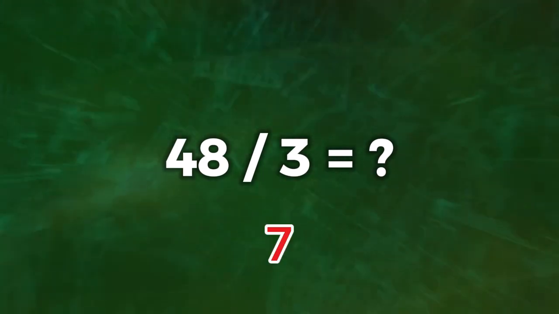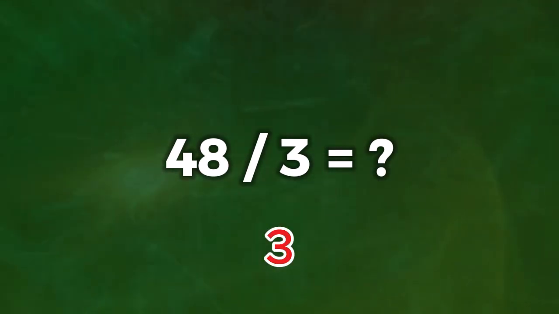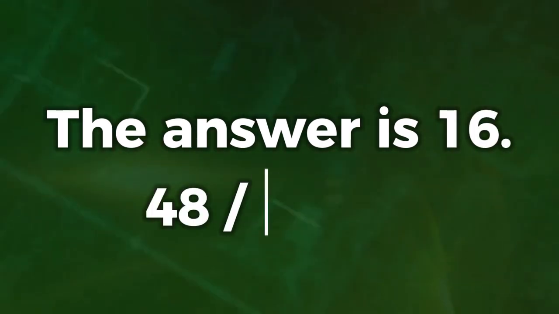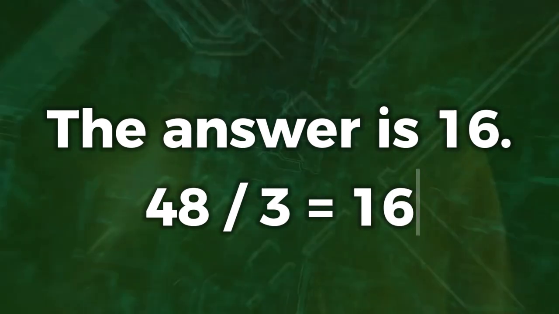Now, for the last one. What is 48 divided by 3? The answer is 16. 48 divided by 3 is equal to 16.